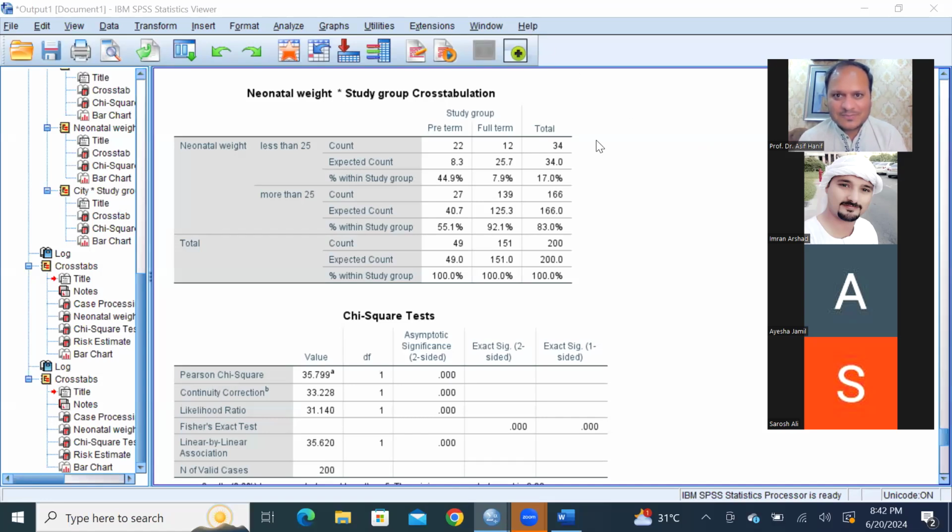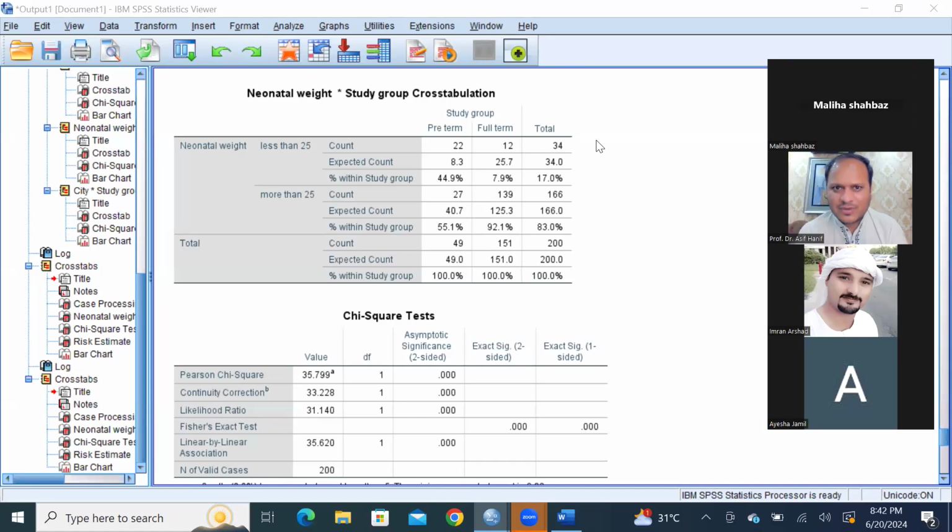Thank you. Any question, please? Assalamu alaikum, sir. Walaikum salam. Sir, while doing odds ratio, we recode the data. Means we put the preterm first and full term later. Sir, while on this data, can we calculate the chi-square test?